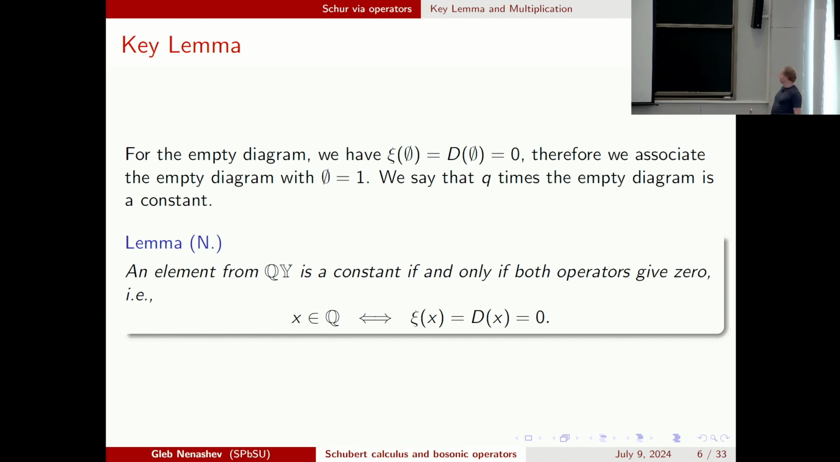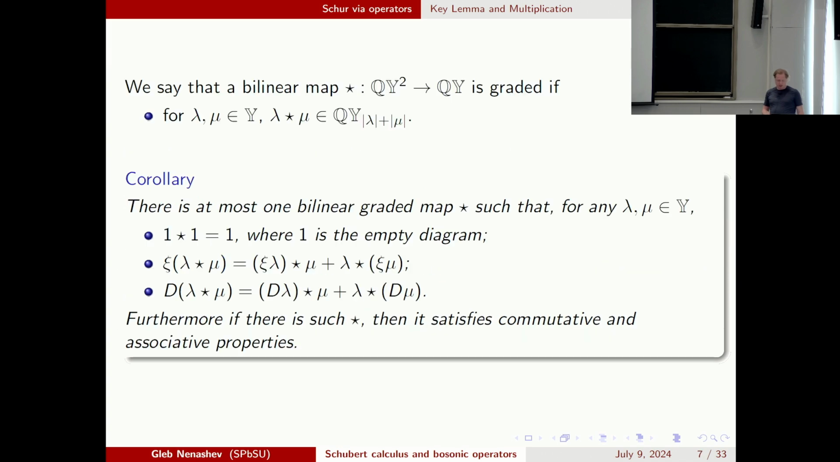And so here's an important lemma. At first, by 1 I denote the empty diagram. It's some confusion, but 1 is the empty diagram. It's similar to x to the power 0, which is usually 1. So the empty diagram is 1, and an element from Q-span is constant if and only if both operators give 0. So we have such a lemma, and it's easy to prove. It's just a combinatorial fact. You need to consider a good order, some lexicographic order of diagrams, and later you will prove this. It's not so hard.